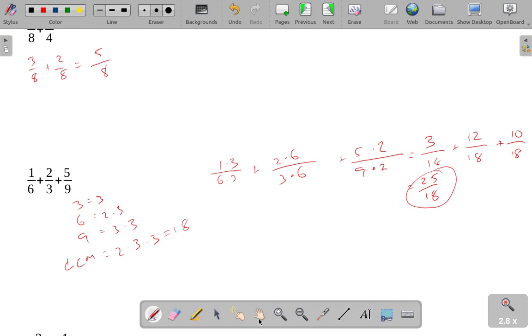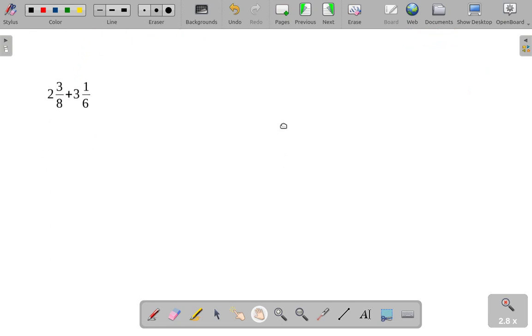Let me look to see if there's more. There are. Okay. If we're dealing with mixed numbers, again, just like we saw with the mixed numbers previously, I would probably begin here just by converting everything into fractions. So to start off, we take 2 times 8 is 16. Add that to the 3, we get 19 eighths. Here we get 18 plus 1, which is 19 over 6.